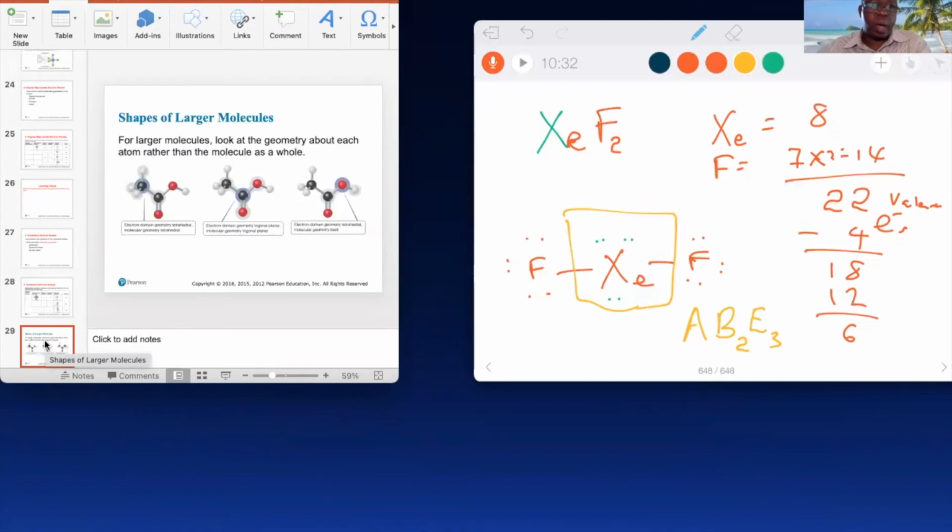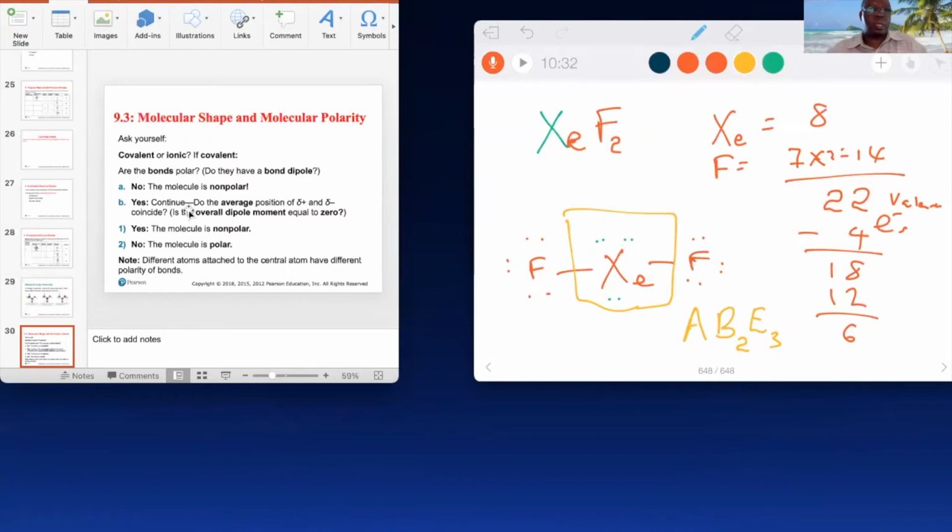I will not delve into linear molecules. Linear molecules means you have more than one central atom. They take one atom at a time. I don't want you to look at that. We'll just leave that alone.